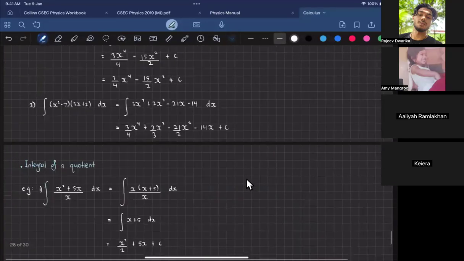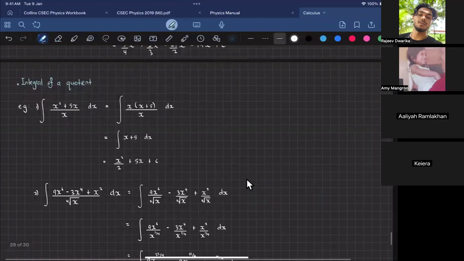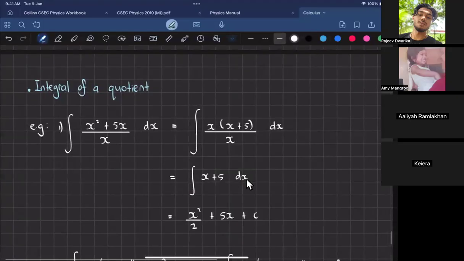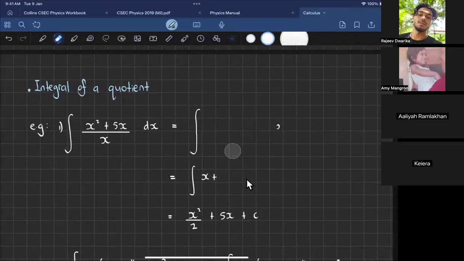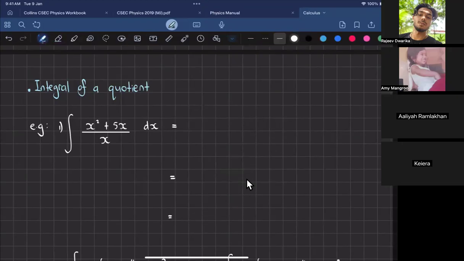Right, let me look at the integral of a quotient now. Again, this is the same concept. What you need to do is simplify as much as possible. That's the name of the game. And to simplify, you have to use tools like factorization. So Ali, I want you to try the first example, the integral of a quotient.